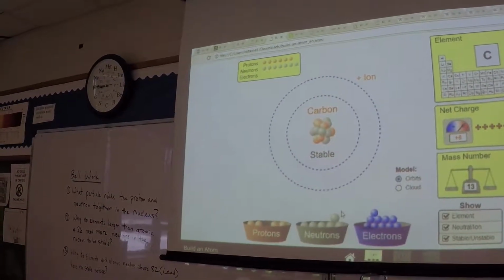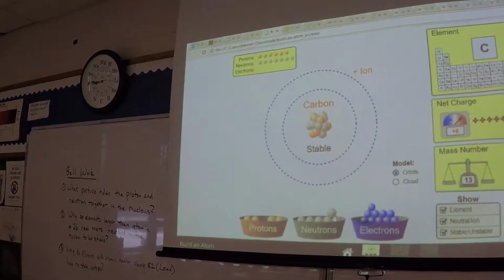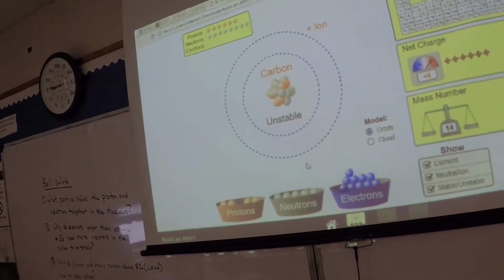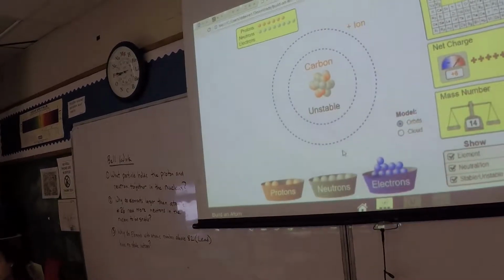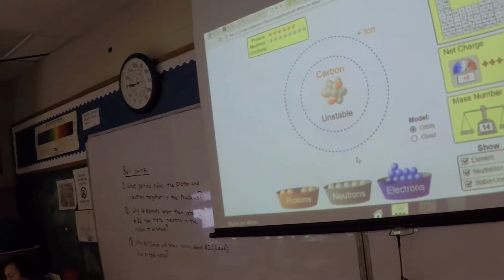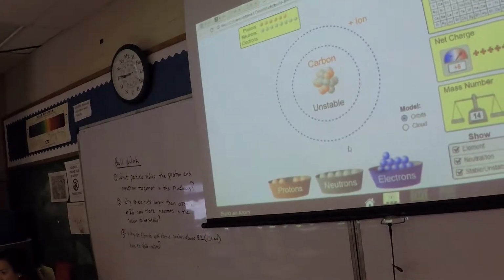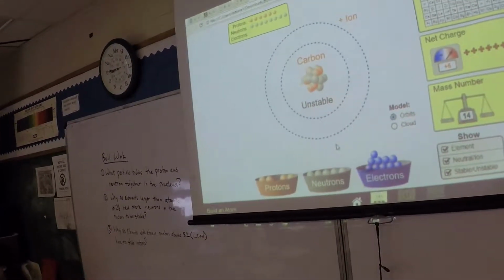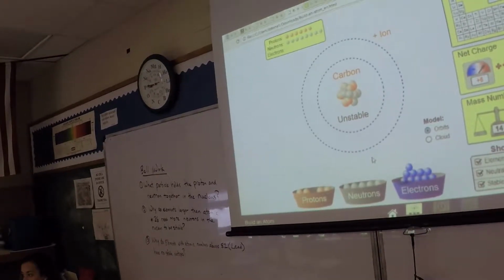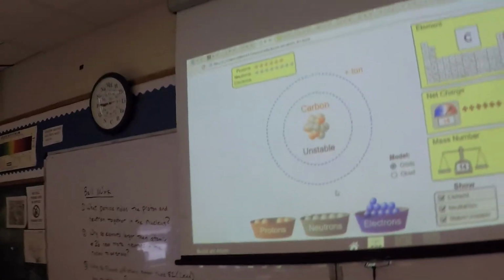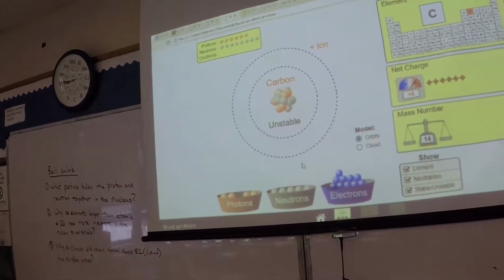Carbon 14. Carbon 14 is the unstable one we use for radioactive dating when we find new objects. We try to figure out how old they are. Now it only works for objects that are about 60,000 years old, because carbon 14 has a half-life of around 5,700 years. So if you get objects that are really, really old, it doesn't work very well for that.